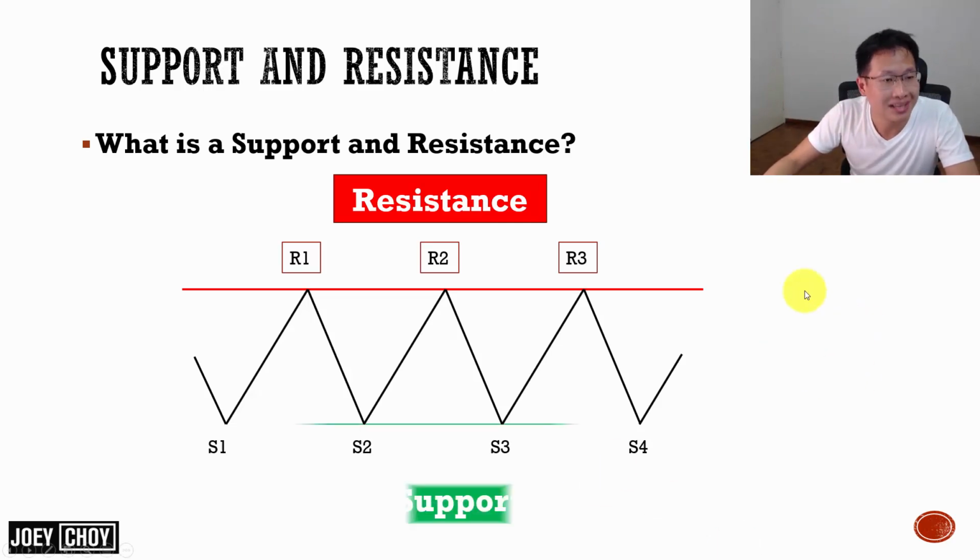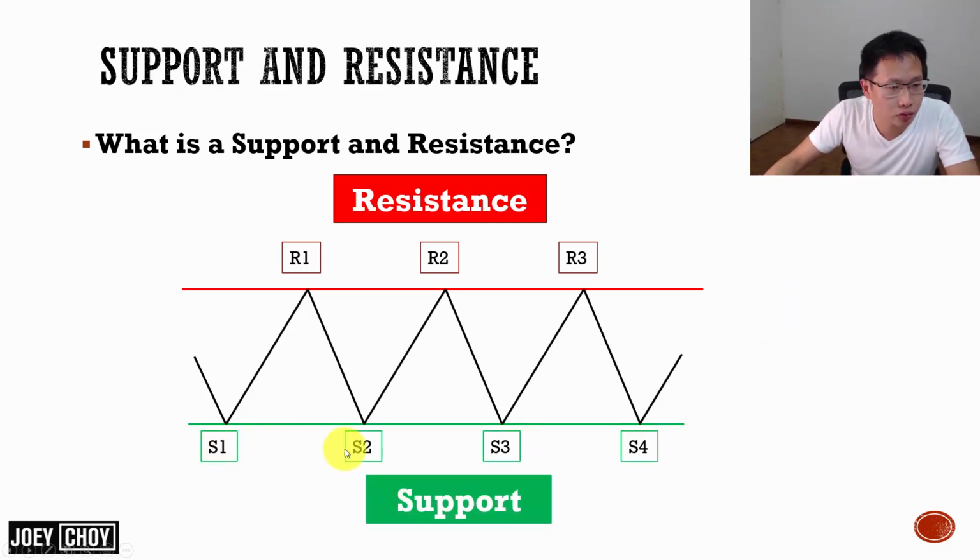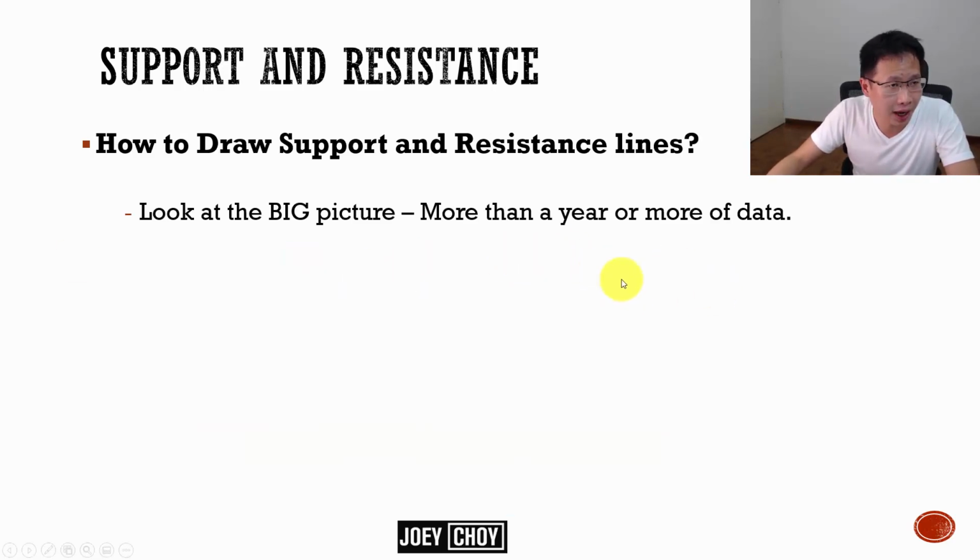And next would be the support. You can see S1, 2, 3, 4. Each time it touches a horizontal price level, you see a rebound from it. You can see it rebounds, rebound, rebound. So the more points we have, the more confidently we can draw this support level right here. So this is the support, this is a resistance, and this is pretty much what support and resistance are, and how we actually draw them on the chart. So let's move on. This is how we draw it.